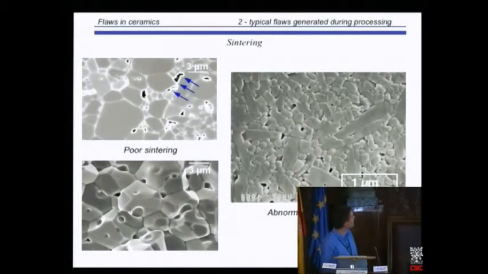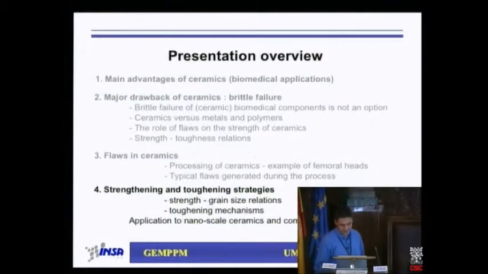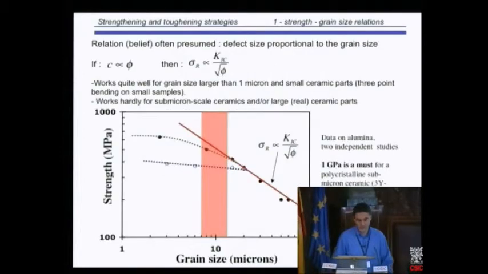So this is a poorly sintered, really poorly sintered industrial ceramic, also for this one. And this is abnormal grain growth in an alumina ceramic. So we have seen flaws due to the processing. So what is the effect on the strength-grain size relation?